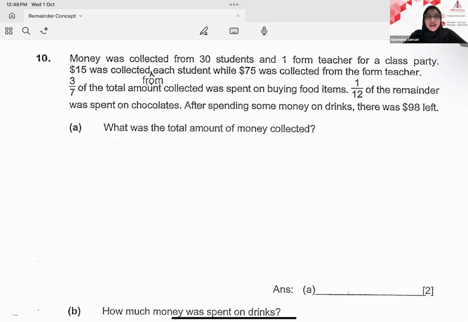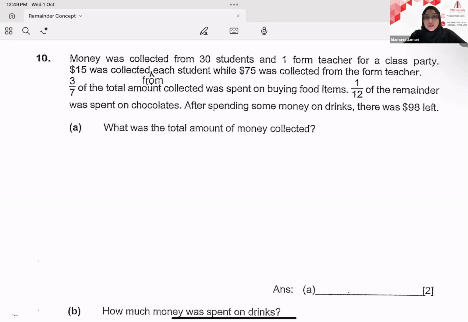Let's go through together a commonly asked concept, which is the remainder concept. Let's read the question together. Money was collected from 30 students and one form teacher for a class party. $15 was collected from each student, while $75 was collected from the form teacher.